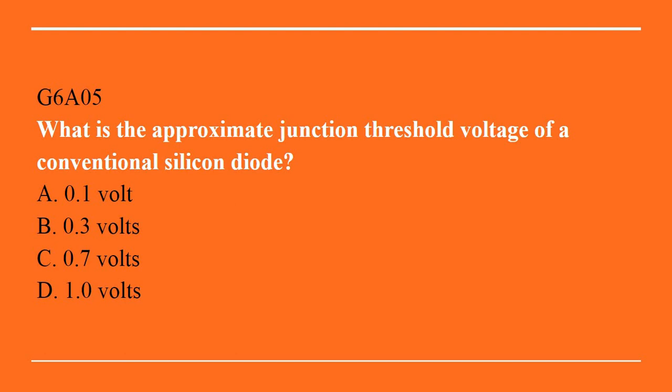G6A05, what is the approximate junction threshold voltage of a conventional silicon diode? A. 0.1 volt, B. 0.3 volts, C. 0.7 volts, or D. 1.0 volts? Correct answer is C. 0.7 volts.